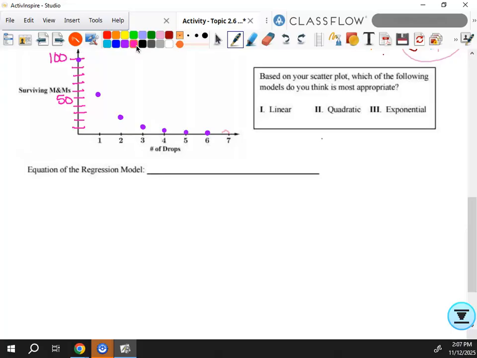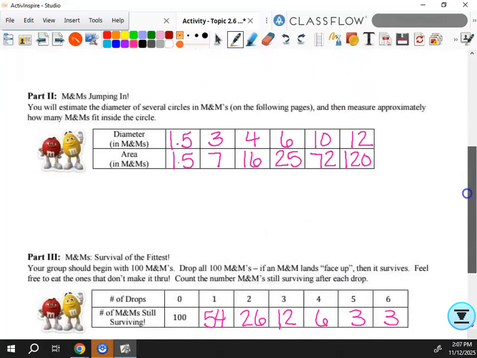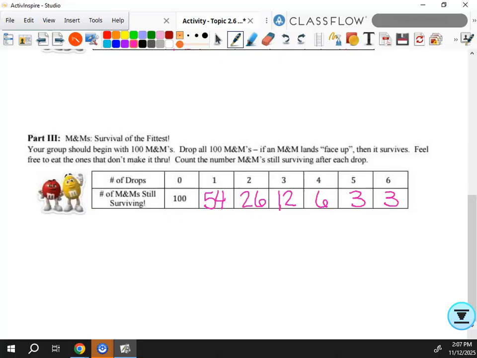So when we drop the 100 M&Ms, theoretically, how many survivors should we have had first? 50. And then the second time, 25, right? And keep going like that. Now, did anybody get exactly 50? No. But if you look at your data, mine's kind of close, right? I mean, I got 54 and then 26. But then I got 6, 3, and 3, and nothing changed down there.